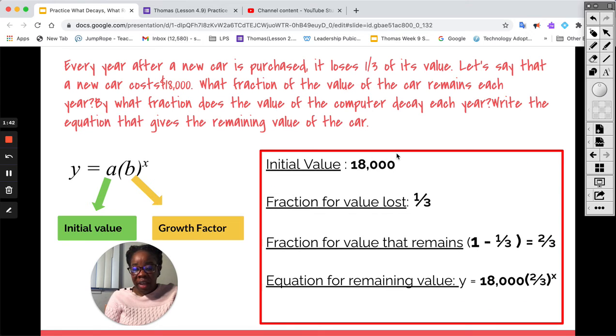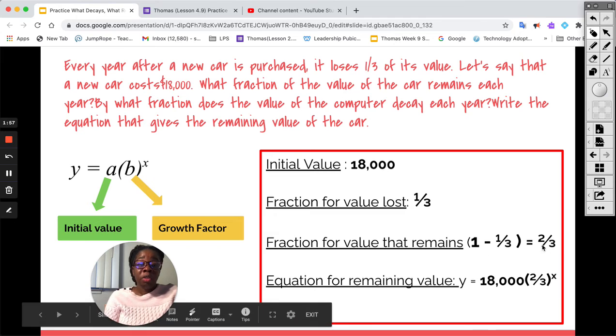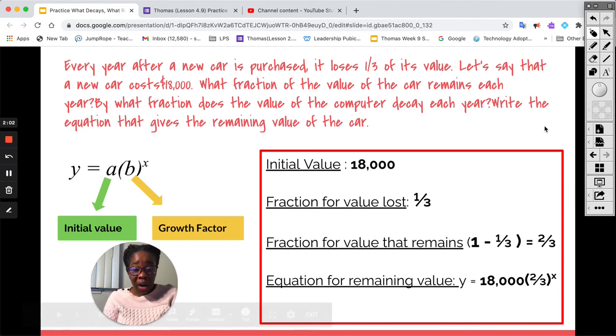So the initial value is 18,000. The fraction that is lost is one third. We're always subtracting from one because it's a whole amount, all right? So if it loses one third, how much remains? Well, you're going to take away that one third from one. So we know that 2/3 of the value of the car remains.